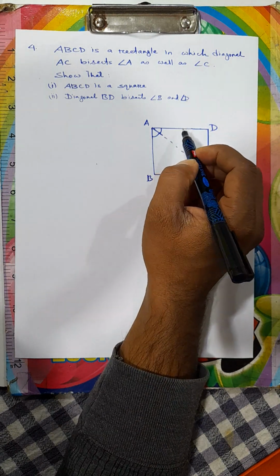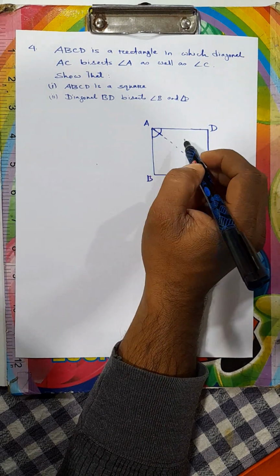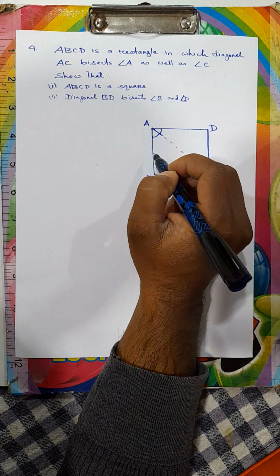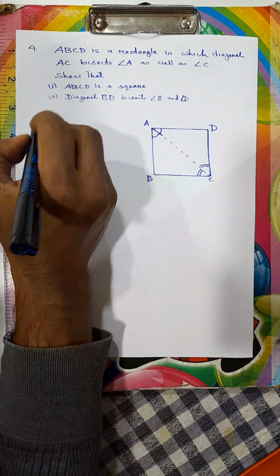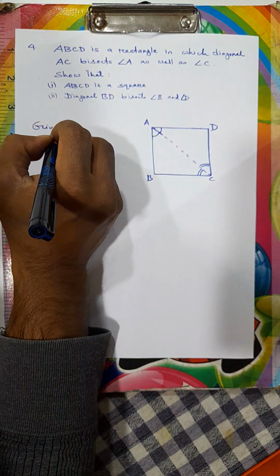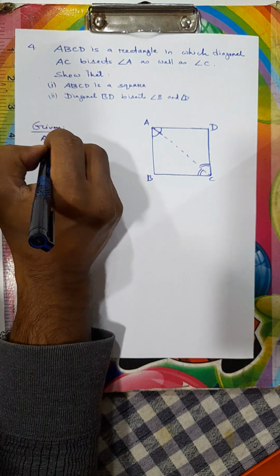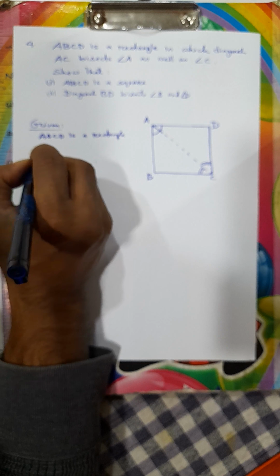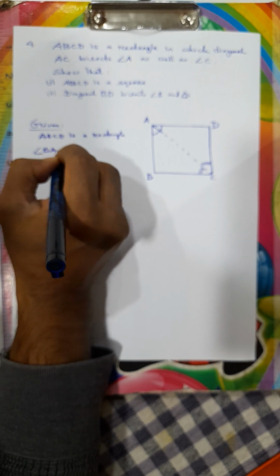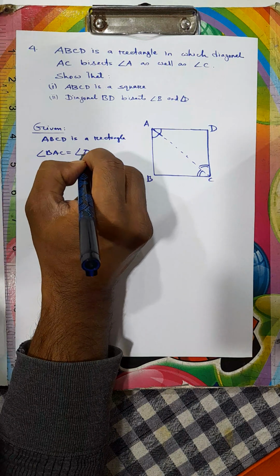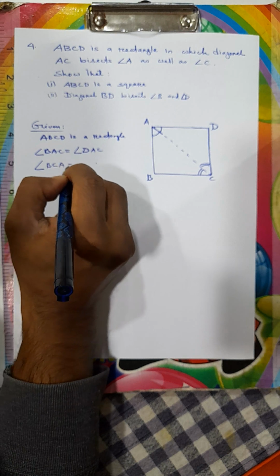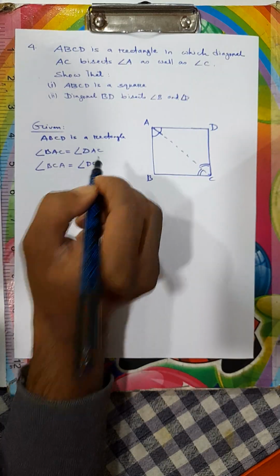So we will assume that it's a rectangle only at first. That means opposite sides are equal only first, but one angle is 90 degrees, that we will have to consider here. So given that ABCD is a rectangle, right? Angle BAC equal to angle DAC. It is given. Angle BCA equal to angle DCA. This is also given.